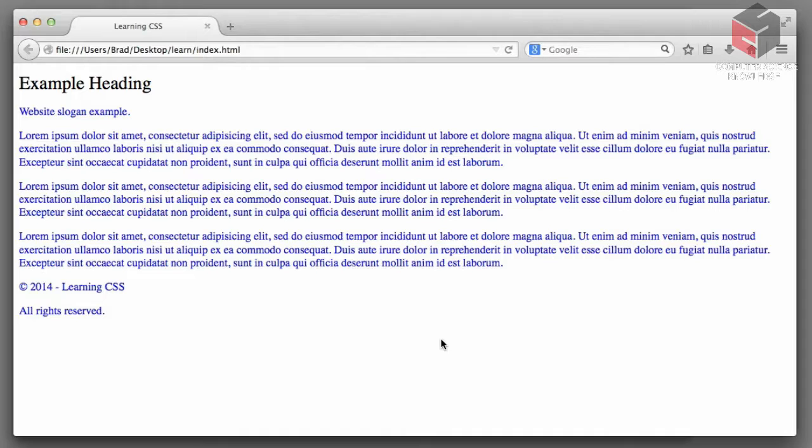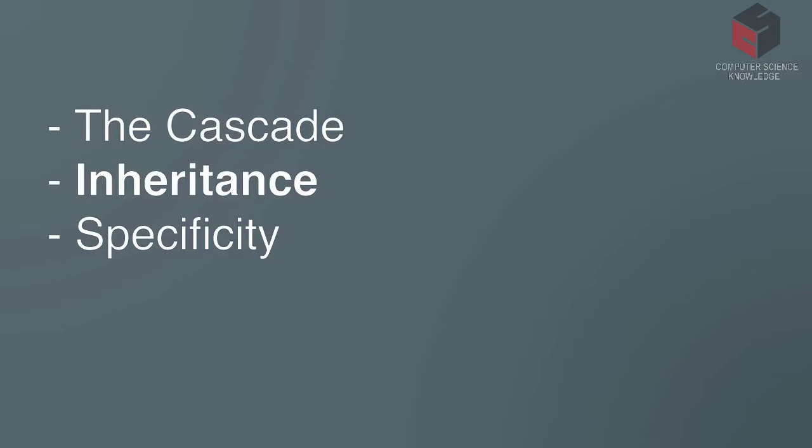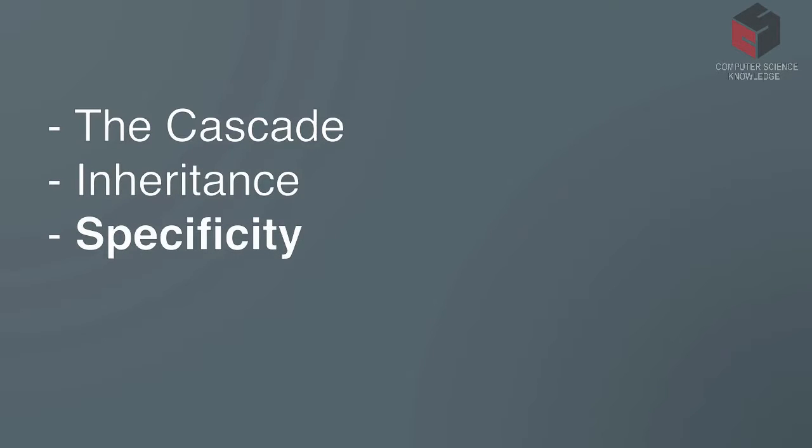That's going to conclude this lesson. We've learned quite a bit, so let's review. We learned why the word cascading is used to describe style sheets. We learned about inheritance, and we learned about specificity. Now this is the most technical CSS lesson in the course. These are the basic principles that allow us to stay organized in our style sheets.